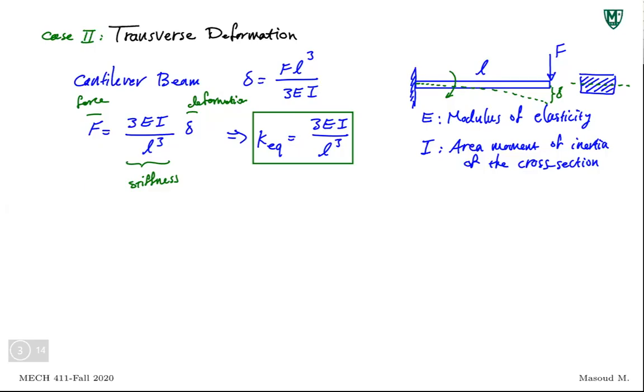If this is the exact area of the cross section, what I care about is I about this horizontal axis, because the bending is happening in this way. If this is B, this is H, can someone tell me what is the area moment of inertia for this cross section? You remember that from solid mechanics. What would be the I for this case?